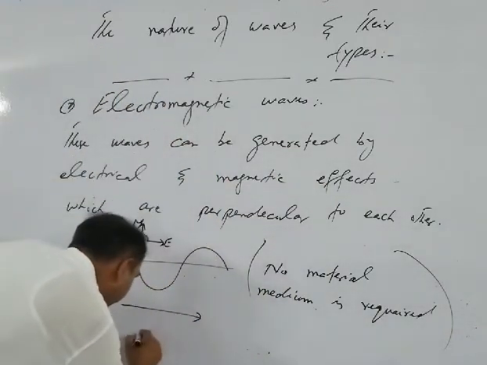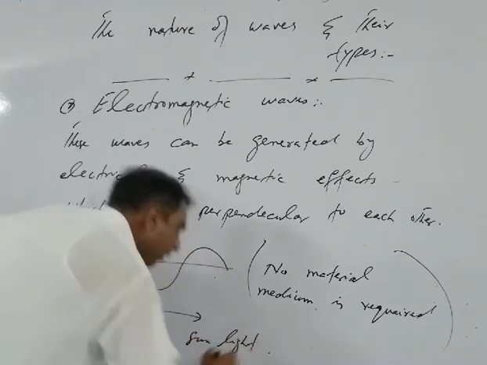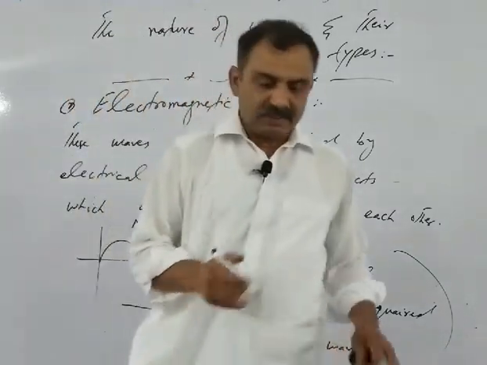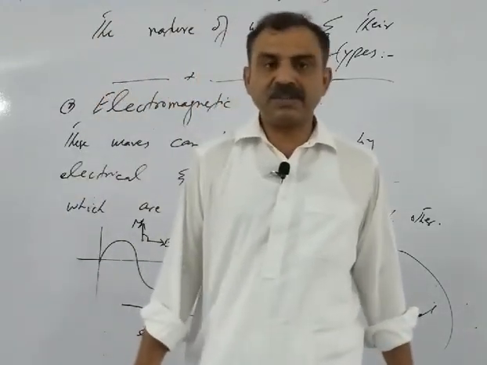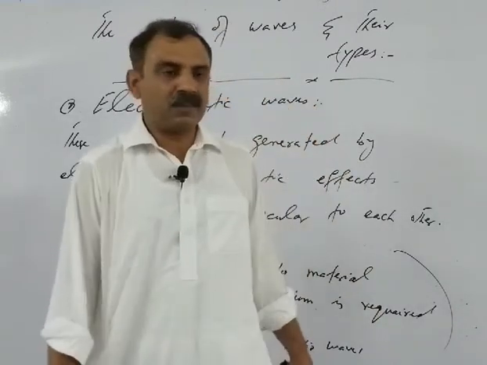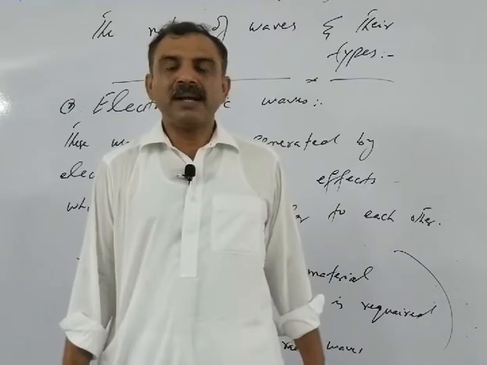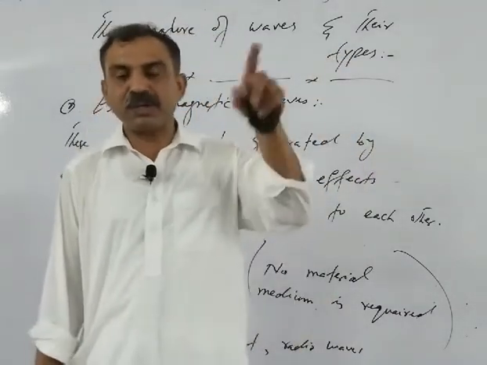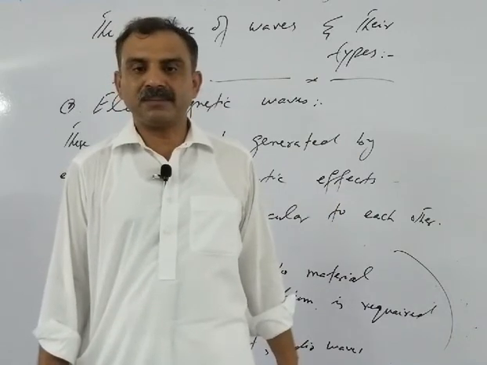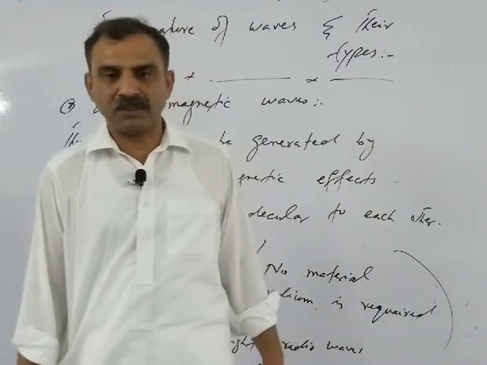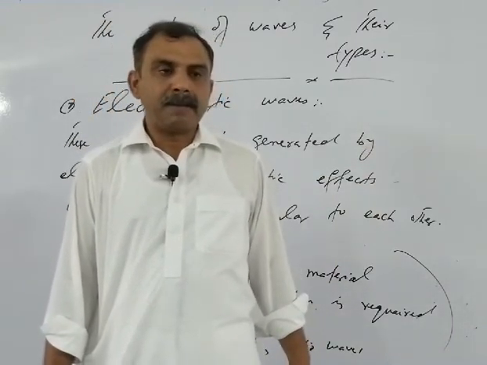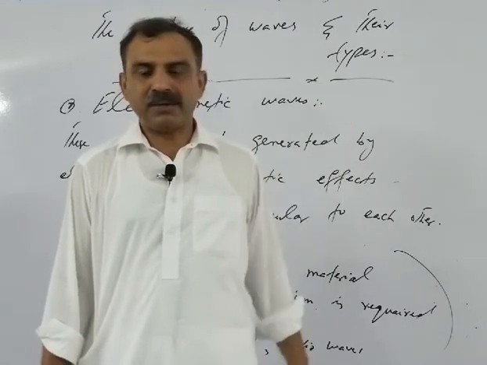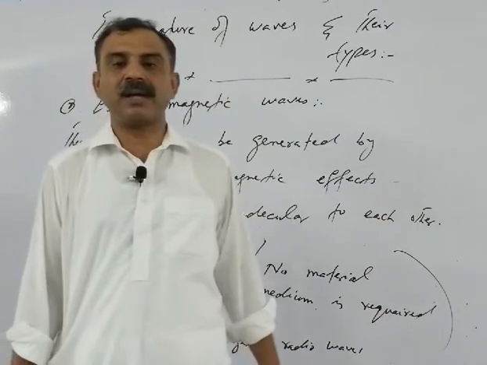For example, sunlight, radio waves, mobile waves, any telecommunication waves, these all are electromagnetic waves. That is, your mobile is working, you are using your mobile, it is because of electromagnetic waves. You are using an electric oven, there are electromagnetic waves which produce heat in the material inside the oven. Similarly, your torch light, bulb light, sunlight, stars light, these all are electromagnetic in nature.